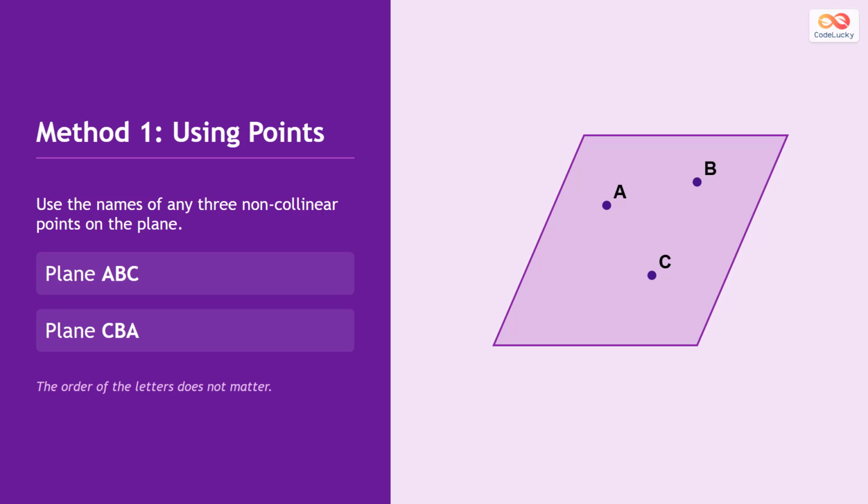The first way to name a plane is by using 3 non-collinear points contained within it. For example, if we have points A, B, and C, we can call it plane ABC. The order of the letters does not matter, so plane CBA is also correct.